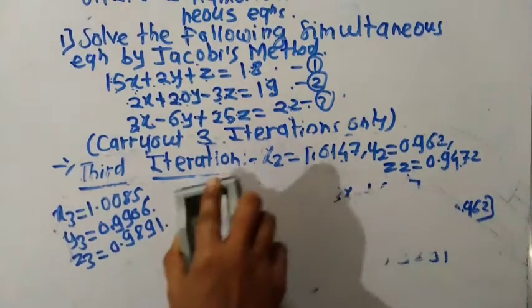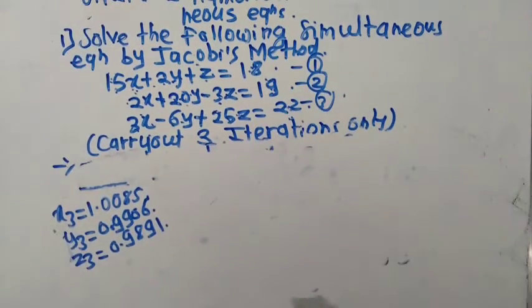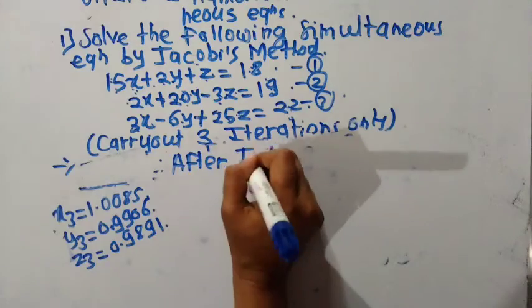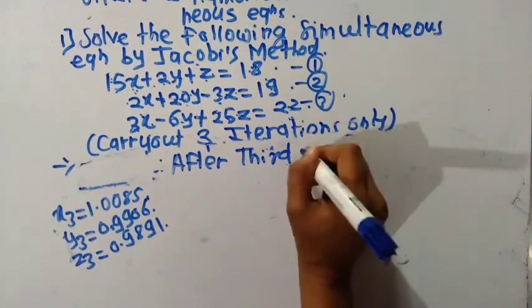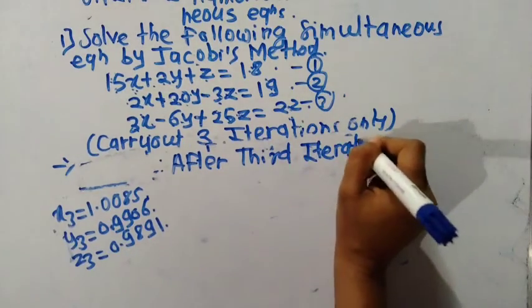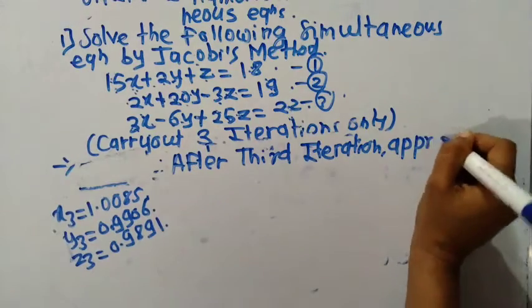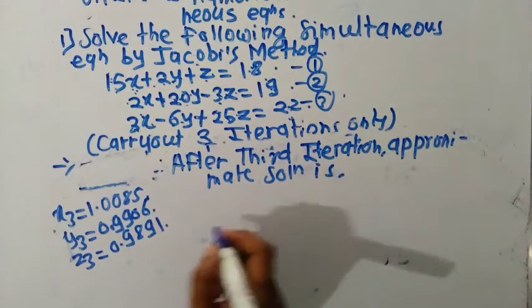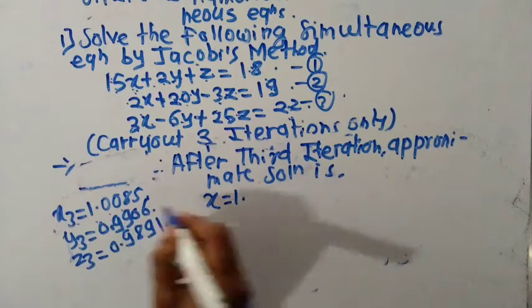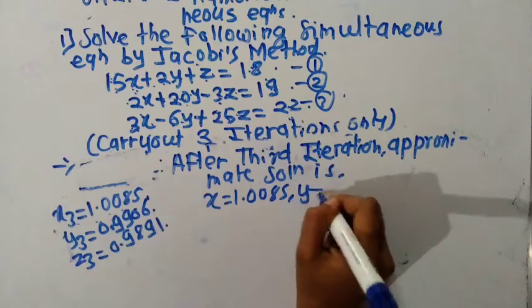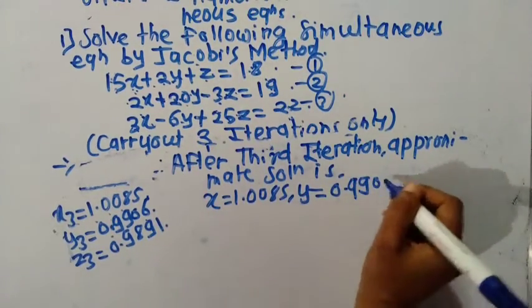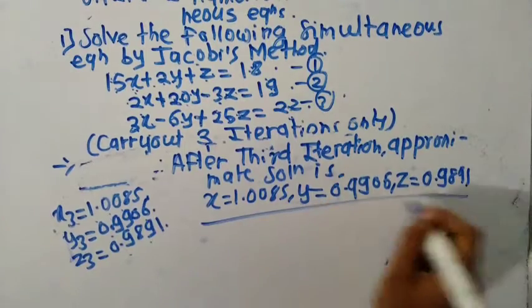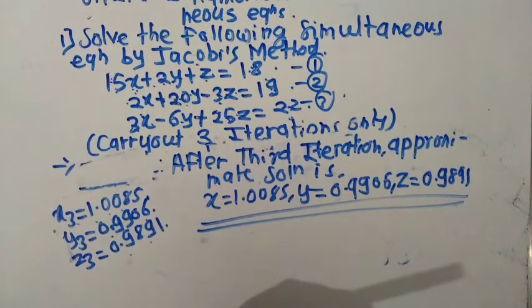So write down the last. Here we carry out only 3 iterations. So hence after the third iteration, the approximate solution is x is equal to 1.0085, y is equal to 0.9906, and z is equal to 0.9891. These are the solution by the Jacobi iteration method.